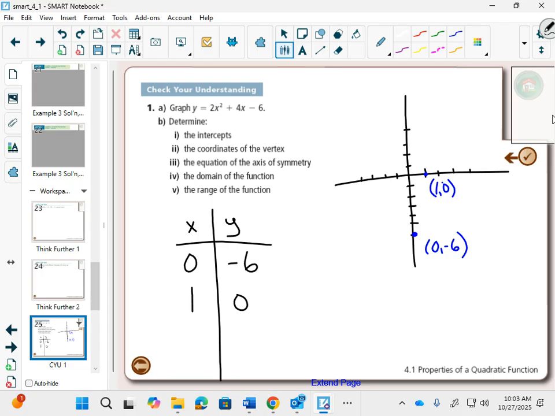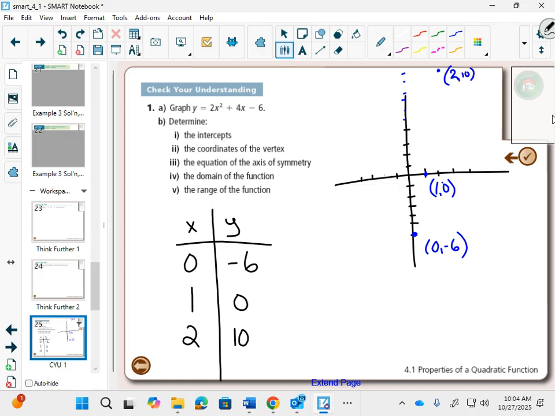What would you like to plug in next? 2. 2 squared is 4 times 2. This will be 8. Plus 8 is 16. Minus 6 is 10. Way up there. 2 comma 10. What would you like to try next? 3. Okay. We can try 3.